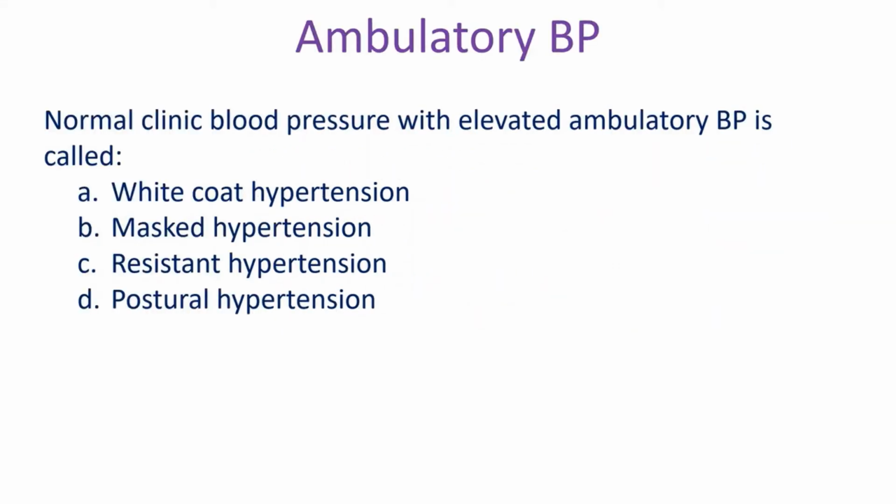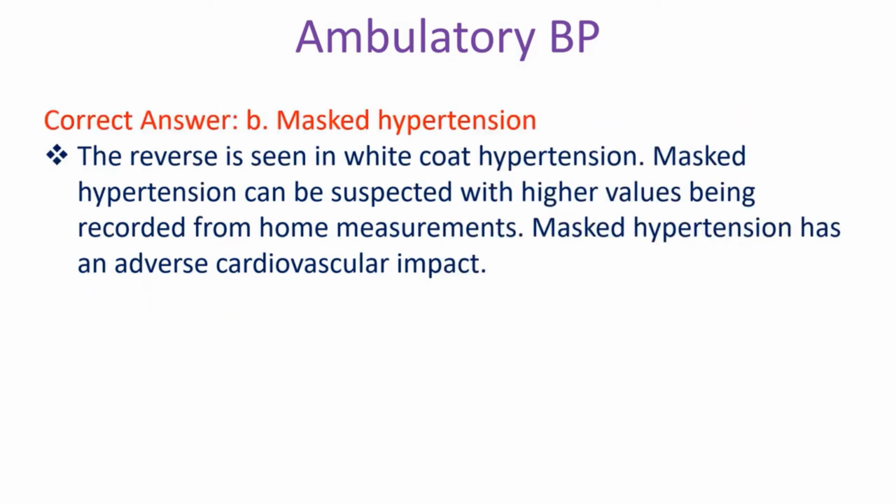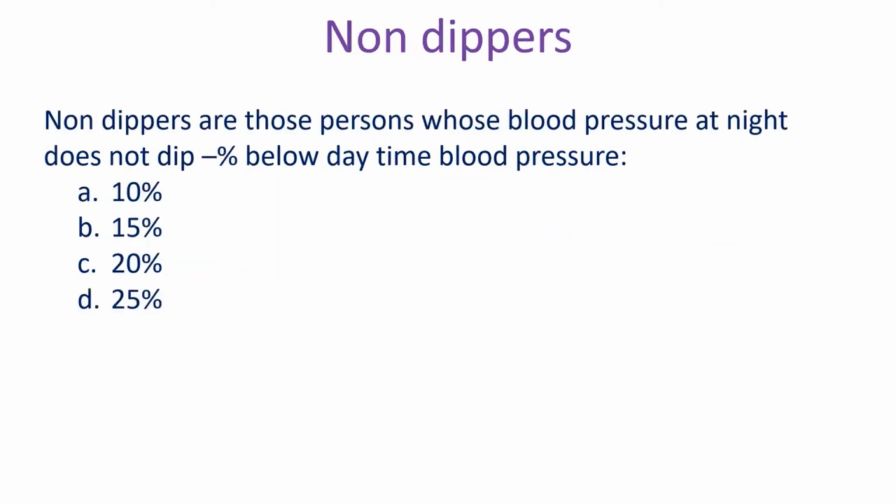Normal clinic blood pressure with elevated ambulatory BP is called A. White coat hypertension, B. Masked hypertension, C. Resistant hypertension, D. Postural hypertension. Correct answer B. Masked hypertension. The reverse is seen in white coat hypertension. Masked hypertension can be suspected with higher values being recorded from home measurements. Masked hypertension has an adverse cardiovascular impact.